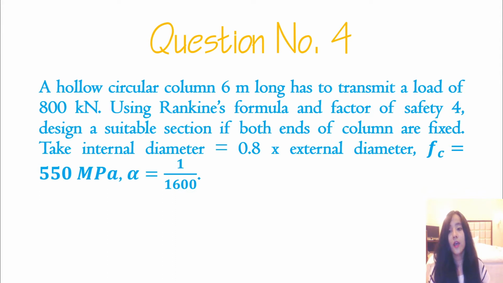Okay, let us get started. A hollow circular column 6 meter long has to transmit a load of 800 kilonewton. Using Rankine's formula and factor of safety 4, design a suitable section if both ends of the column are fixed. Take internal diameter equal to 0.8 into external diameter. FC is given equal to 550 megapascal. Rankine's constant alpha is given equal to 1 by 1600. So let us get started.